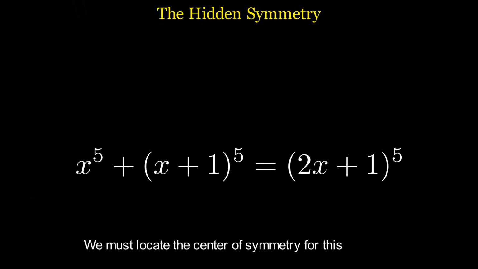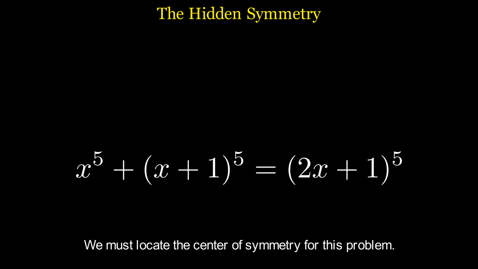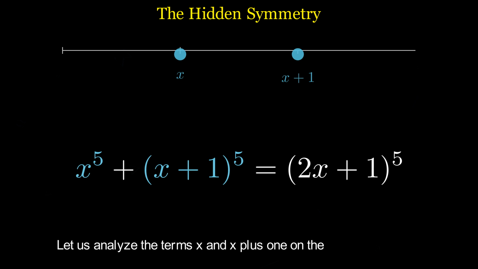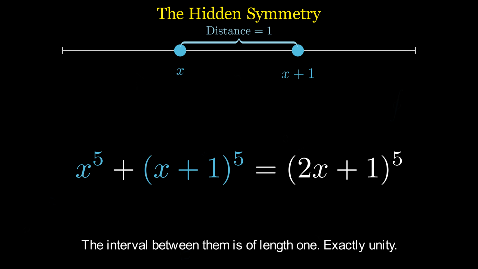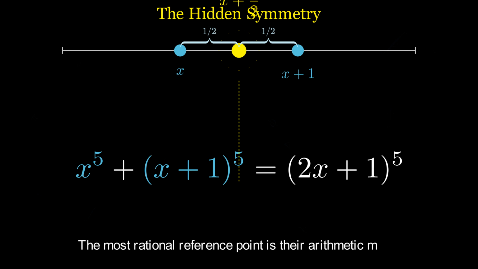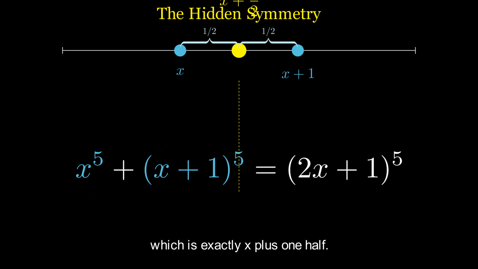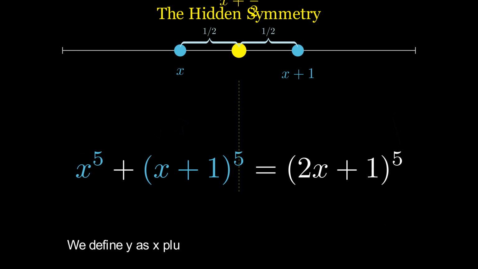We must locate the center of symmetry for this problem. Let us analyze the terms x and x plus 1 on the real number line. The interval between them is of length 1. Exactly unity. The most rational reference point is their arithmetic mean, which is exactly x plus 1/2. We define y as x plus 1/2, shifting our origin to the center.